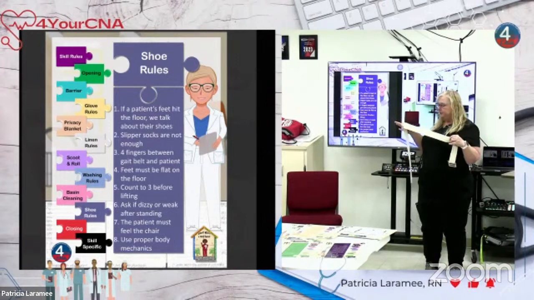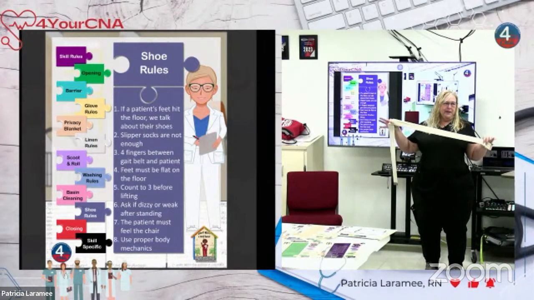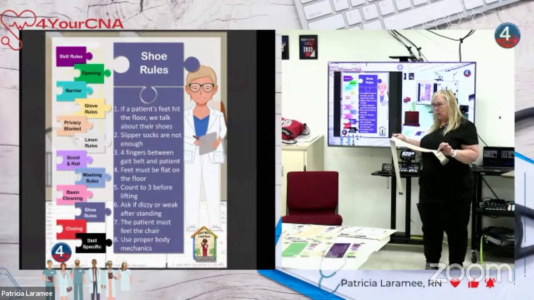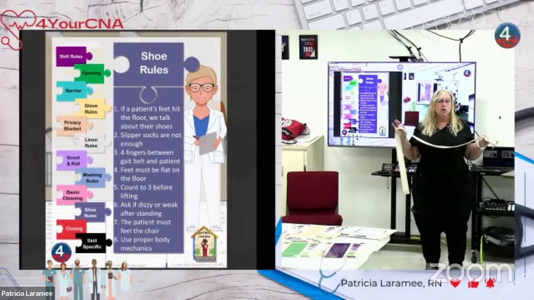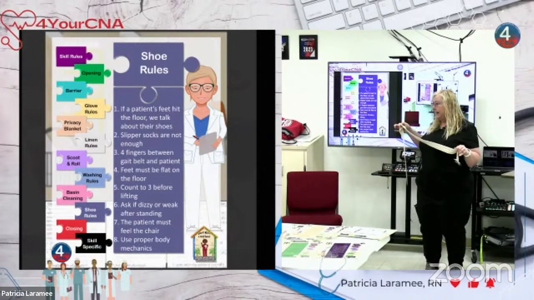So a gait belt is a belt that's going to go around the patient's waist. That's important. You will see healthcare workers wearing this as they're working.